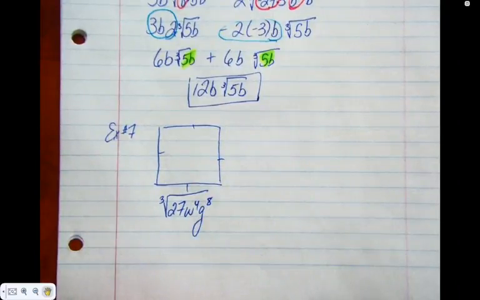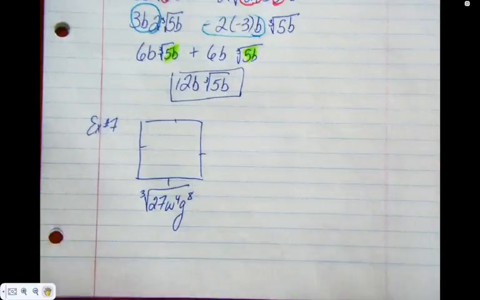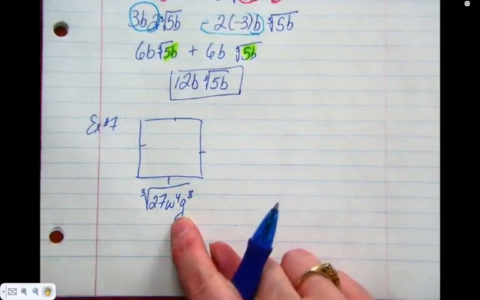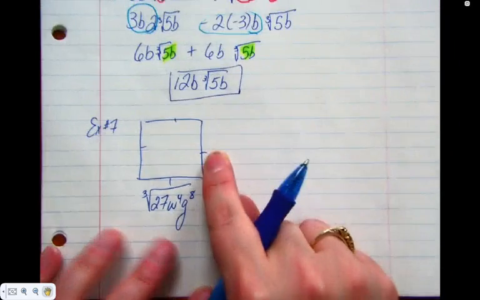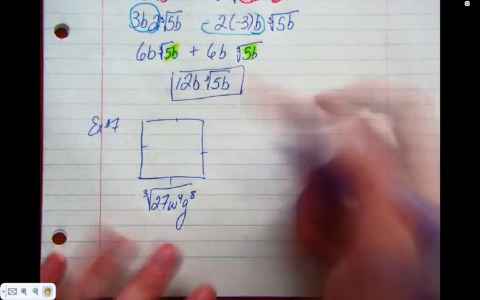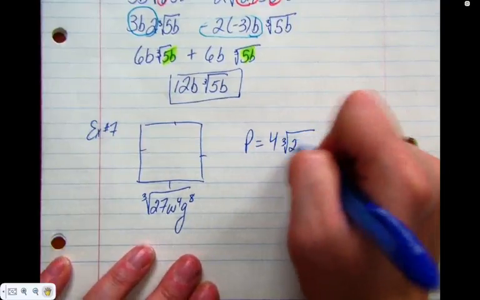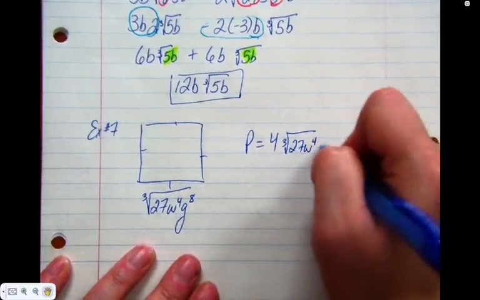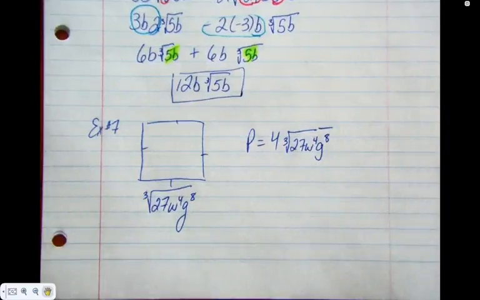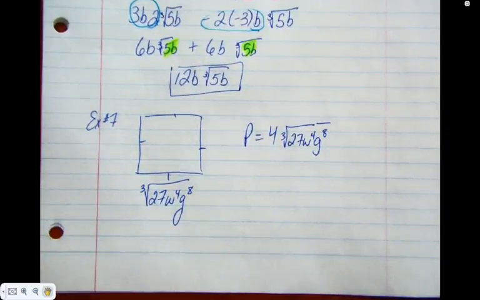How do we find the perimeter of any kind of object? Add up all the sides. So if I have one cube root of all of this stuff, and a second, and a third, and a fourth, the perimeter is going to equal 4 times the cube root of 27, w to the 4, g to the 8. You're thinking, well, that was pretty easy. That probably tells you you're not done if the question is super easy like that.